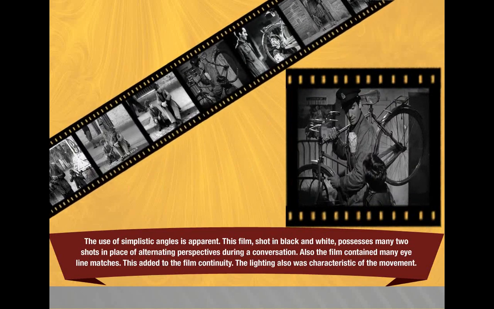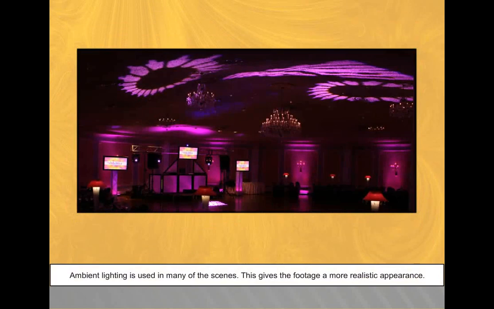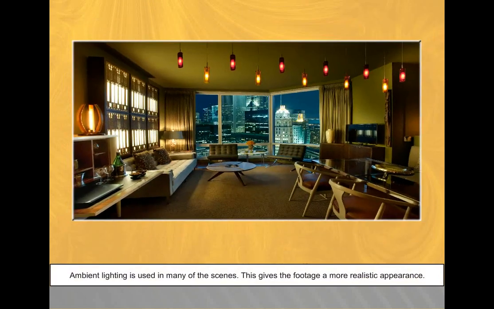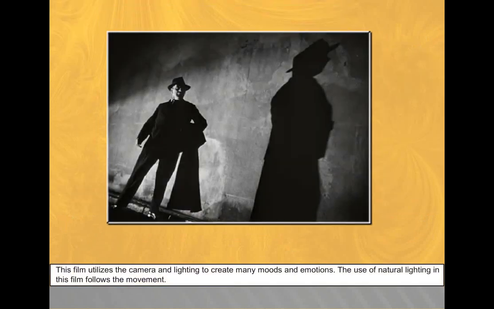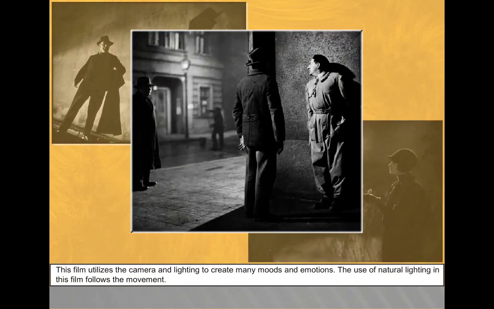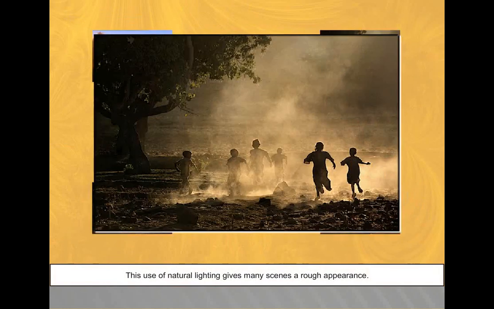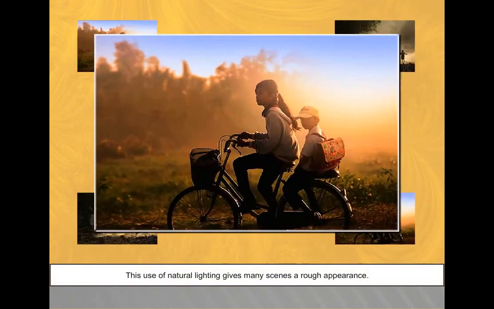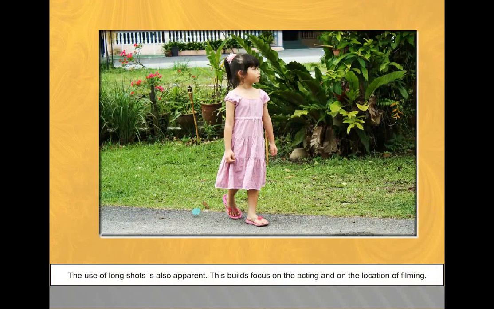The lighting also was characteristic of the movement. Ambient lighting is used in many of the scenes. This gives the footage a more realistic appearance. This film utilizes the camera and lighting to create many moods and emotions. The use of natural lighting in this film follows the movement. This use of natural lighting gives many scenes a rough appearance. The use of long shots is also apparent. This builds focus on the acting and on the location of filming.